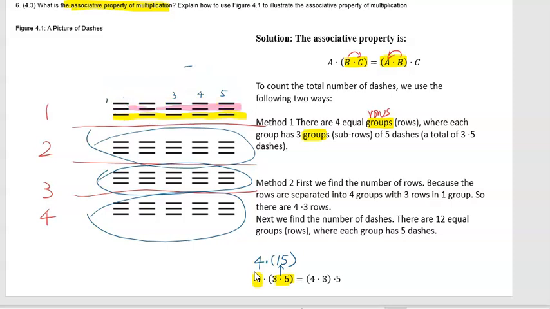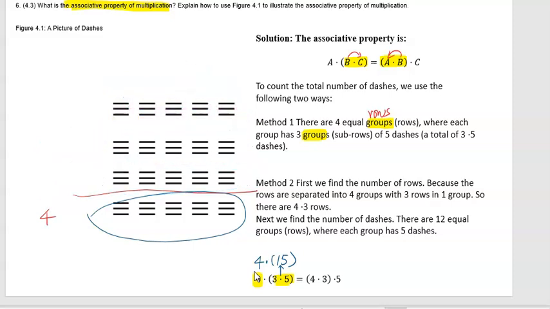Now let's get rid of that and try a different way of counting. It depends on how you separate them. This time, because I want to demonstrate the associative property, I'm going to shift the parentheses from 3,5 to 4,3 and then times 5. If you mark it out, that's 12 groups of 5. So this time, we're going to count how many rows we have, but again, we're not going to count 1, 2, 3, 4, 5, 6 like that.